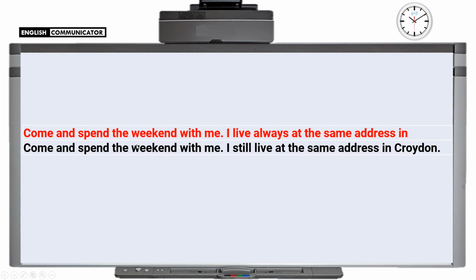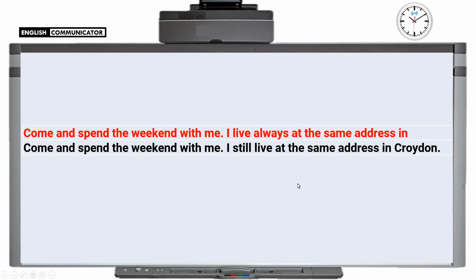Come and spend the weekend with me. I live always at the same address in... so you can mention the address. So that's a wrong sentence. The first part is right. Because of understanding, we make a long sentence, and then you understand what exactly the context difference is.